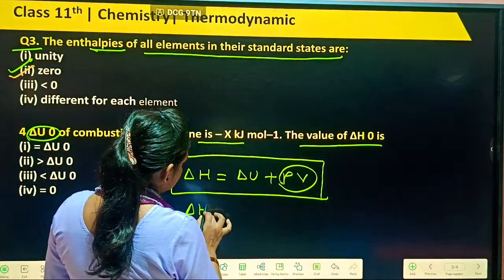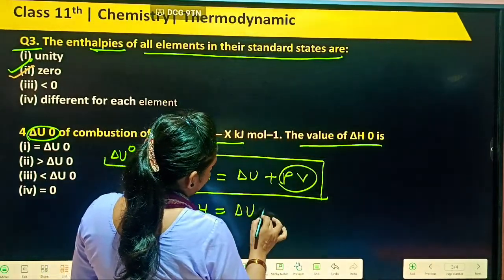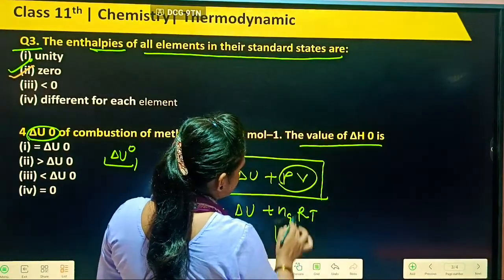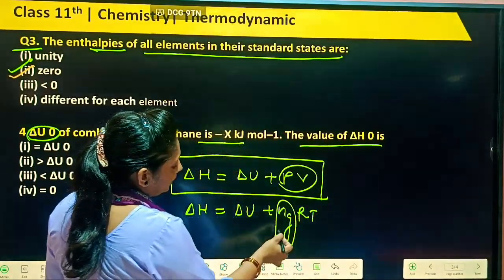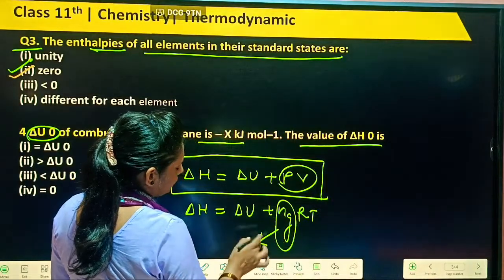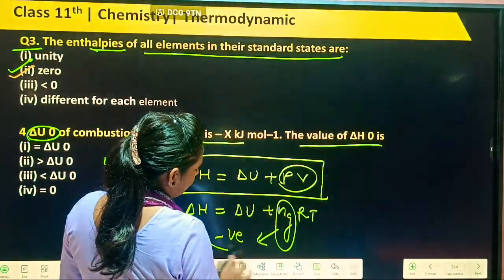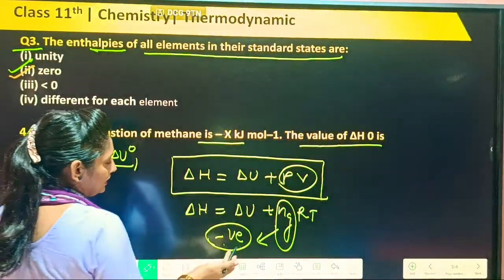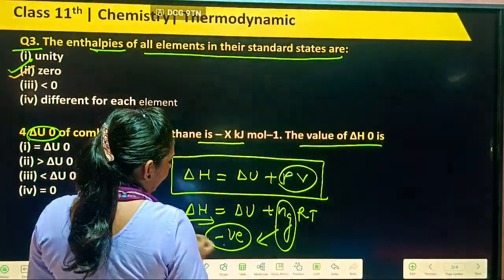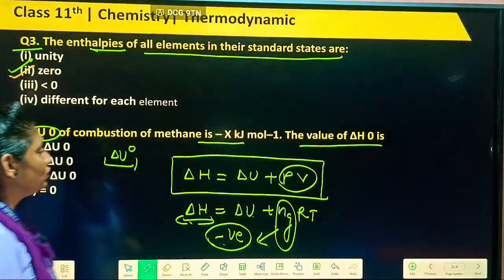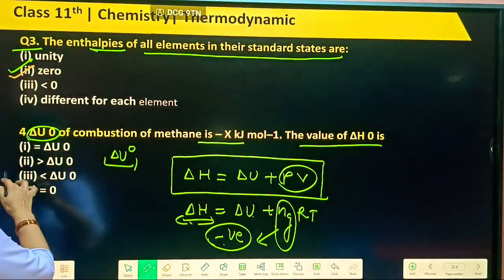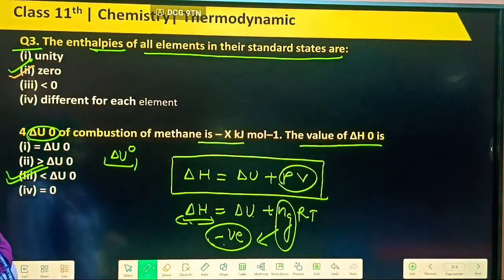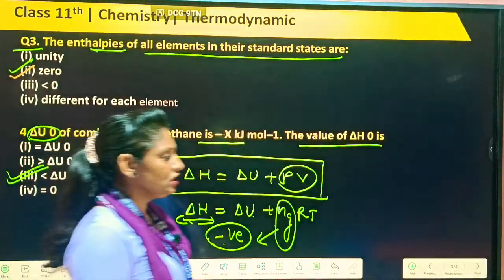Okay, so here we will see. I can also write del U plus, as in NCERT. So we will see this value. If you calculate, then you will get that this value will be negative. So from here we can see that del H will be less than del U. So here option 3 will be the right option for this question.